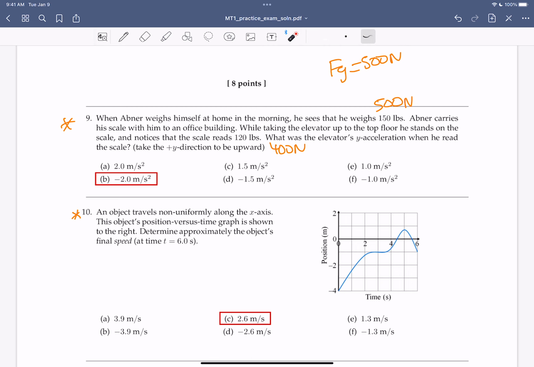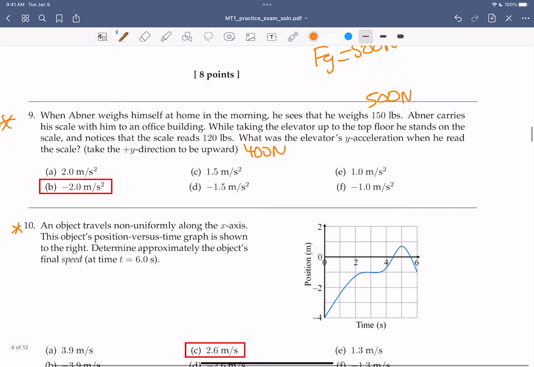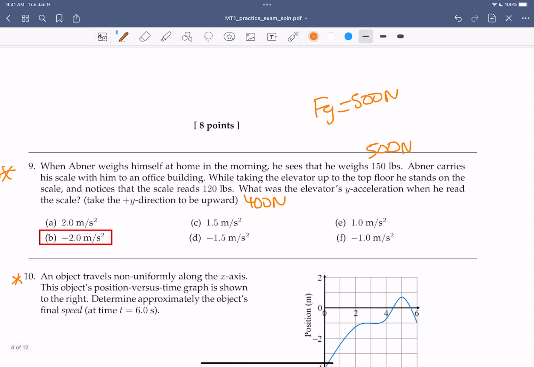Now, when he's in that elevator, if you remember those elevator type problems, and you notice the scale reads 400 newtons, what is that referring to? He's still trying to measure his weight, but it isn't necessarily the force of gravity. What do we call it? Yep, that's the one. Apparent weight, right? So apparent weight refers to the contact forces. If he's on that elevator, stepping on the scale, you have normal force and you have mg, or force of gravity.